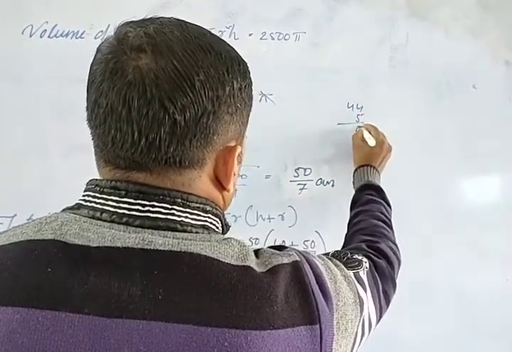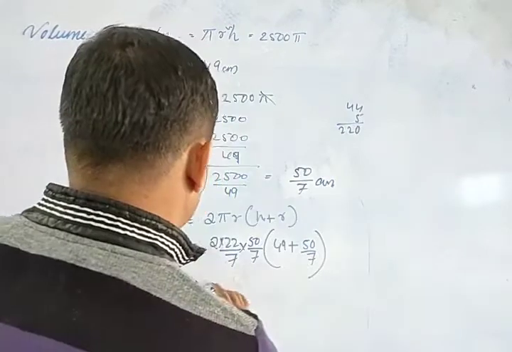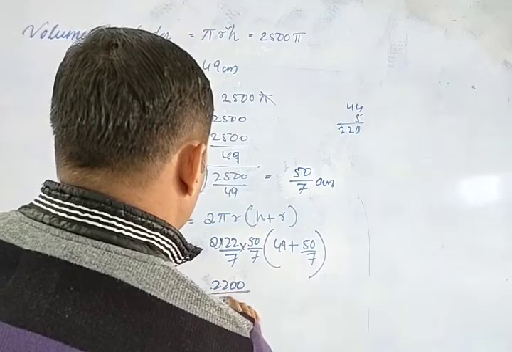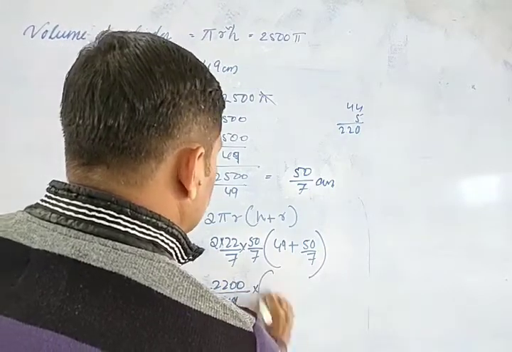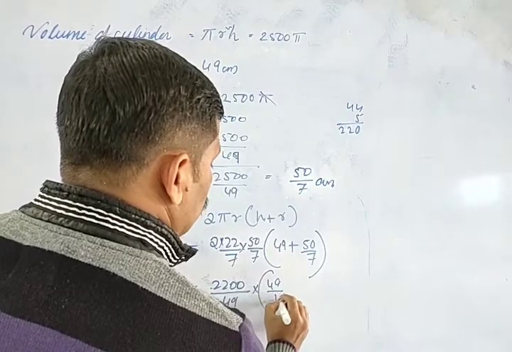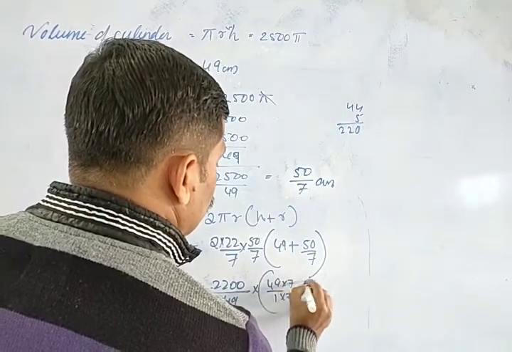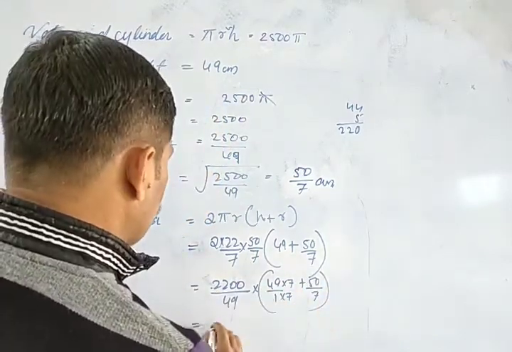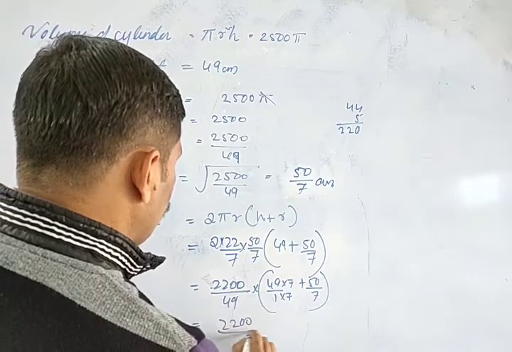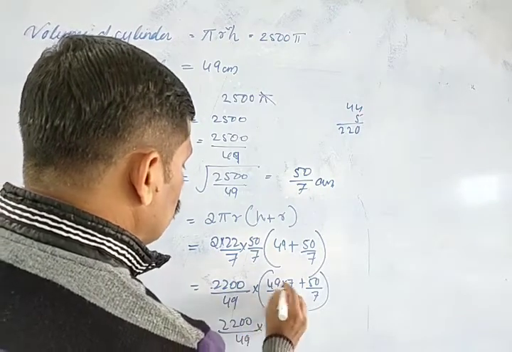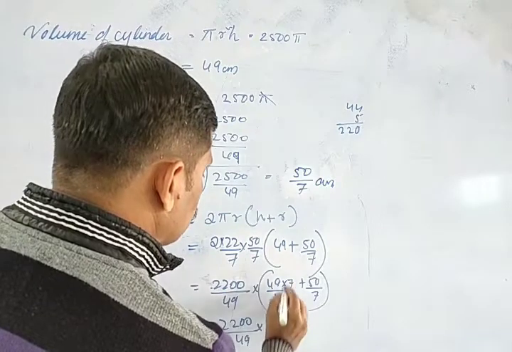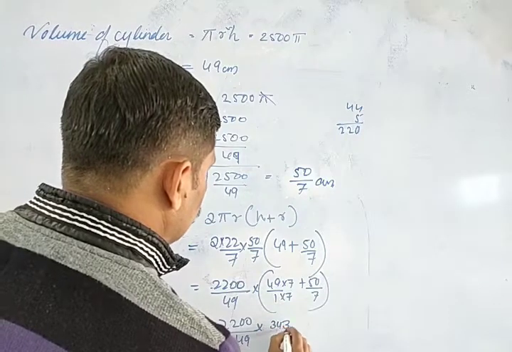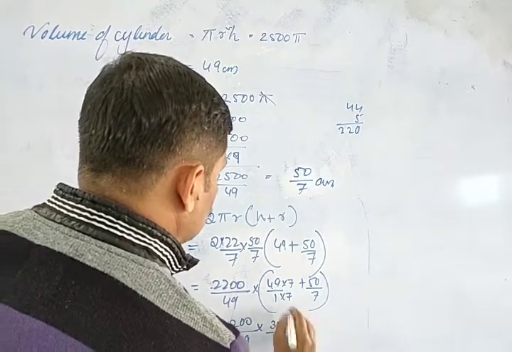44 into 5. 5 fours are 20, means 2200 upon 49 into, and here 49 upon 1. Here we multiply by 7, here also 7, and plus 50 upon 7. Why is this a fraction? In order to make this a fraction, we do that. That is equal to 2200 upon 49 into 4 sevens are 28, 9 sevens are 63, remain 6, 343 plus 50 upon 7 sevens are 49.